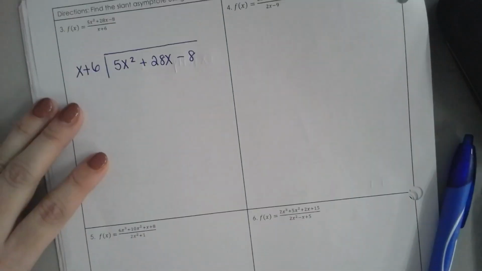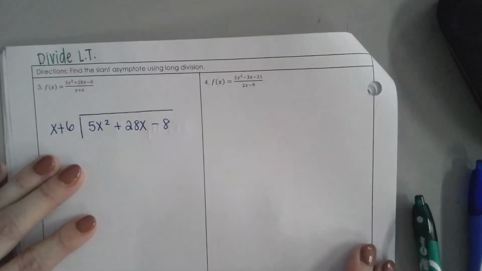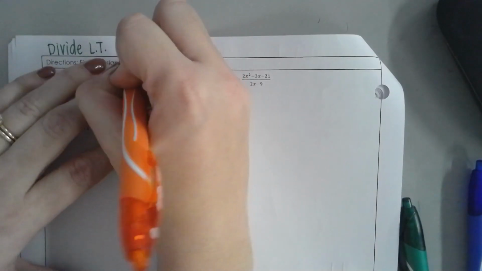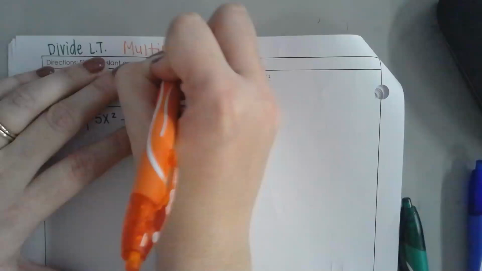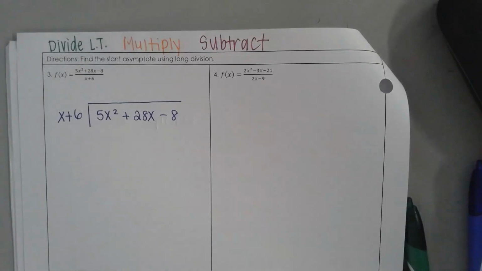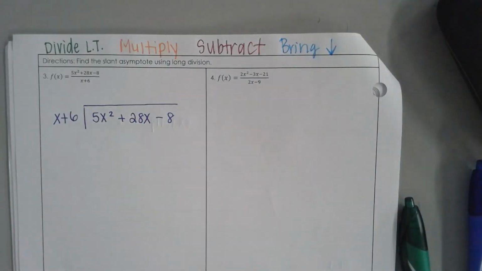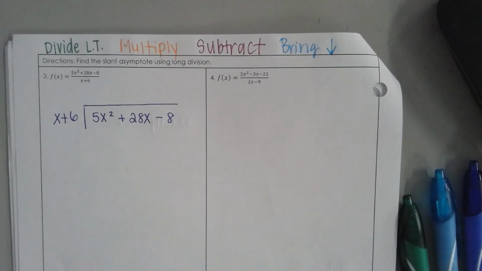Alright, so I'm going to write the steps. Divide leading terms. And then we multiply. And then we subtract. And then we bring down. So those are the steps that we're going to follow.